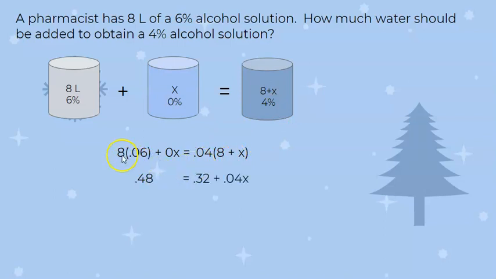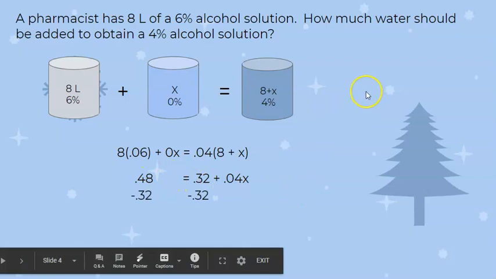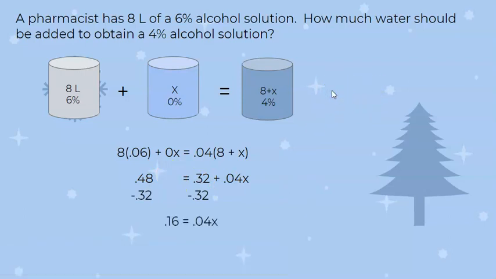Now if I multiply that, 8 times 0.06, I'll get 0.48. 0 times anything is 0, so I drop that off. And then over here I do have to distribute that in, so 0.04 times 8 will be 0.32, and 0.04 times x is just 0.04x. Now again, I'm trying to solve for this equation, so I need to get the 0.48 and the 0.32 together. So I'm going to subtract the 0.32 from both sides. That leaves me with 0.16 on the left and 0.04x on the right, and then I'll divide by 0.04. And that will give me 4 liters. So that is how many liters of water I should add to dilute this down to a 4% mixture.